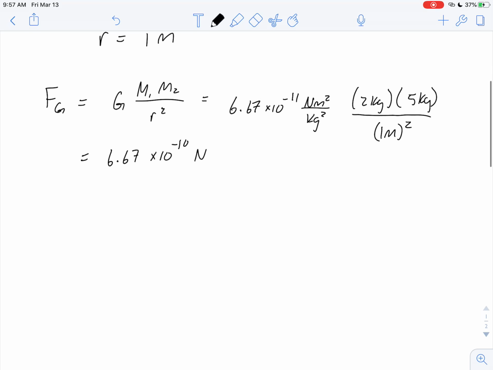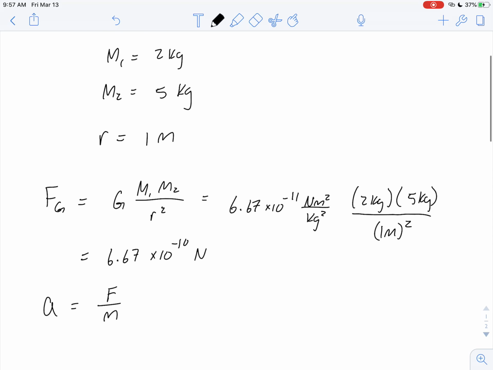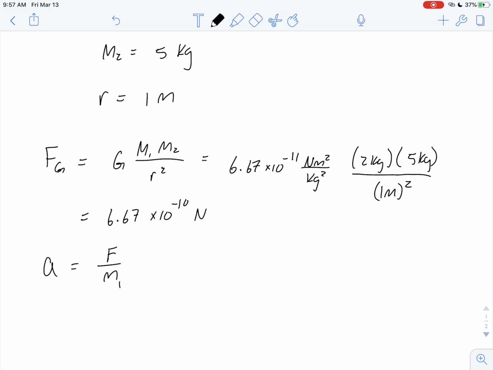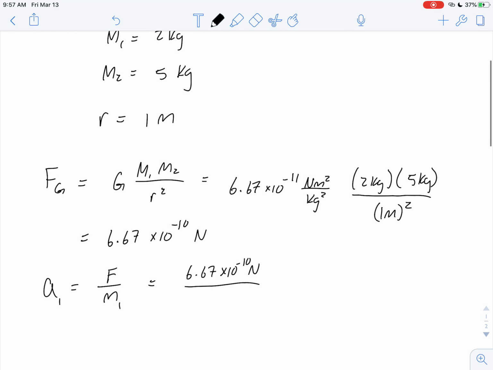So one more thing we could do with that is just find the acceleration for one of them. And so that would be force over mass. So let's find the acceleration of the smaller object, mass 1. So a1 is going to be force over m1. So that'll be 6.67 times 10 to the negative 10, divided by the mass, so 2 kilograms. And so that'll be about 3.3 times 10 to the negative 10 meters per second squared.